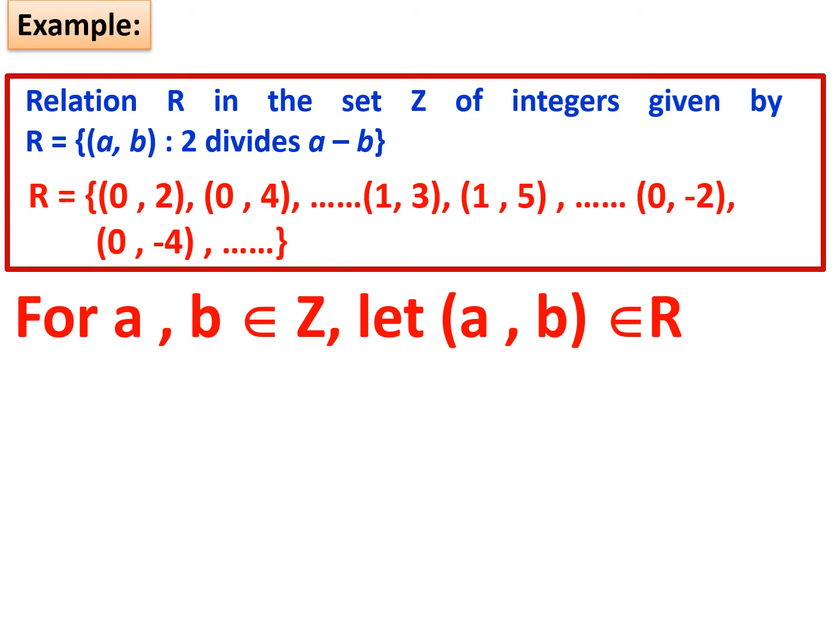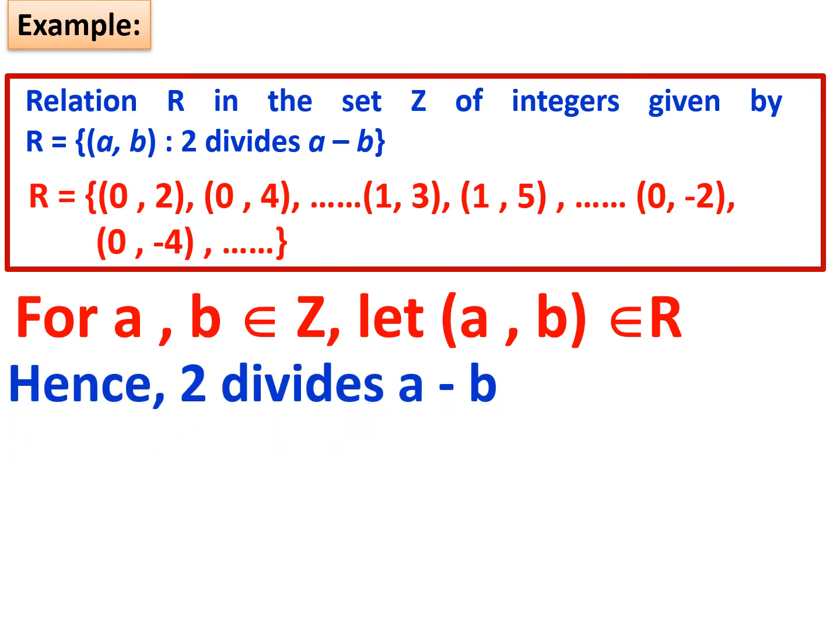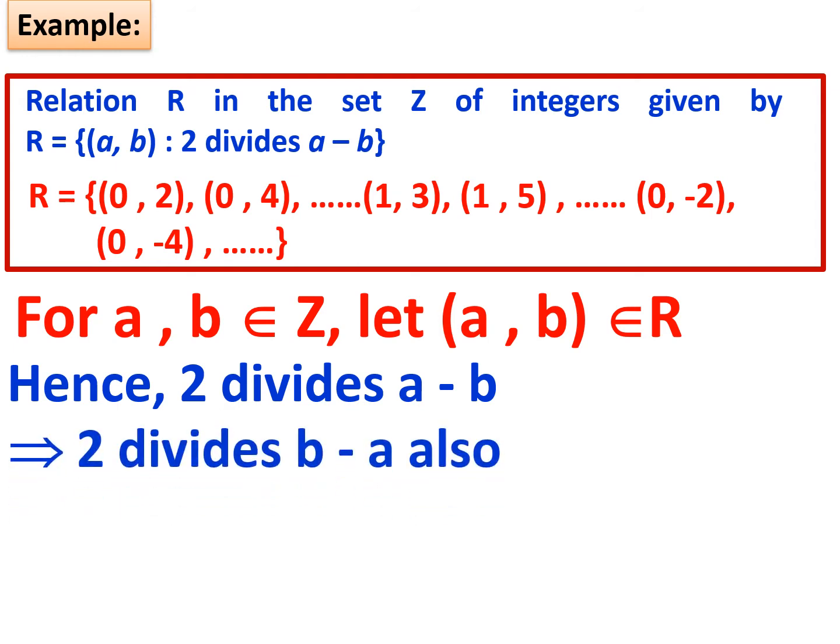We are taking (a, b) belongs to R. The meaning is a minus b is divisible by 2. What will happen when you replace it by b minus a? Very simple, 2 divides that also. If 2 divides an even number, it divides the negative even number also.